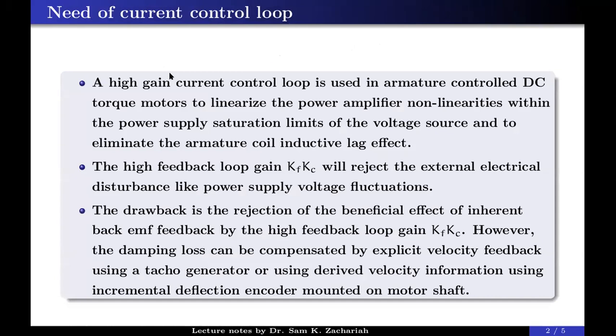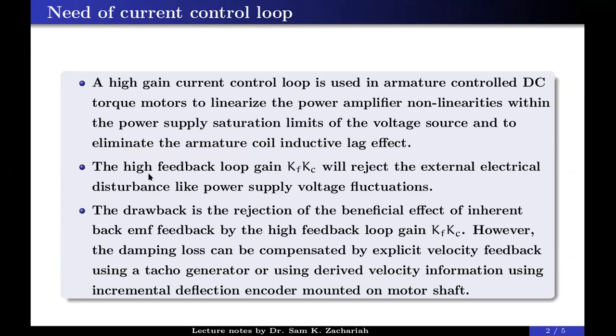So a high gain current control loop is used in the armature controlled DC motor to linearize the power amplifier and the non-linearities with the power amplifier saturation blocks, to limit the voltage source and to eliminate the armature coil inductive effect. So in these cases we are using a current loop. So the current loop advantage is this one: the non-linearity present in the power amplifier, the saturation limits and the armature coil inductance effect can be neglected.